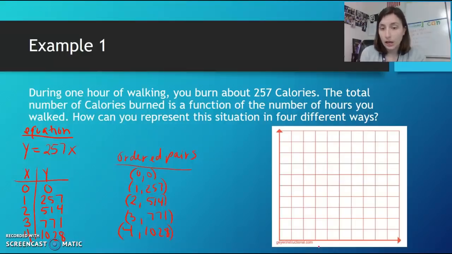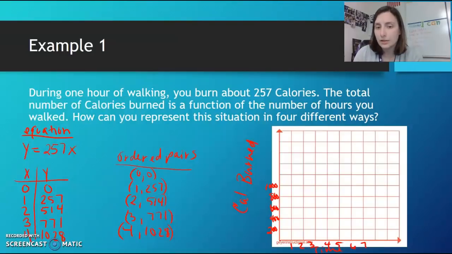And so down below is going to be my time. So we're going to have time down here. And over here, we're going to have calories burned. I'm going to count by ones on the bottom. And I'm going to count by 200s going up. So 200, 400, 600, 800, 1,000. And so a lot of my points are going to be estimations.